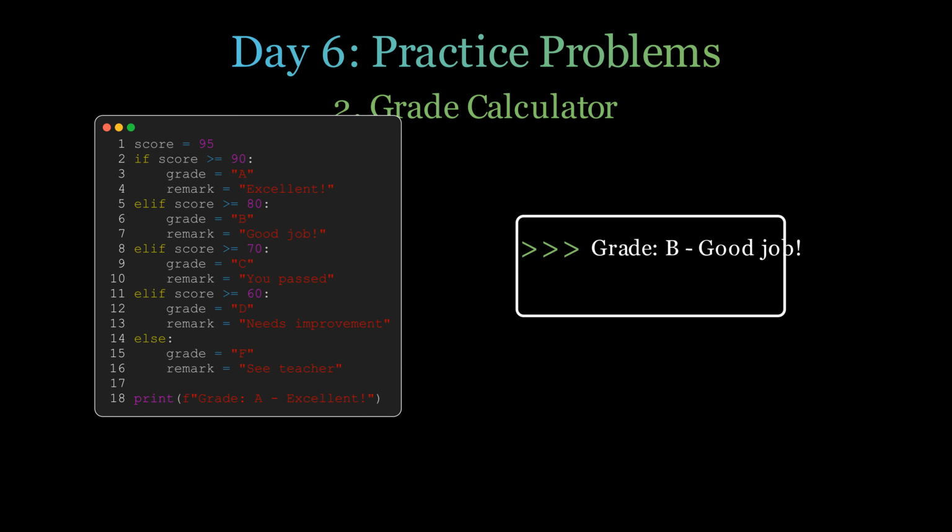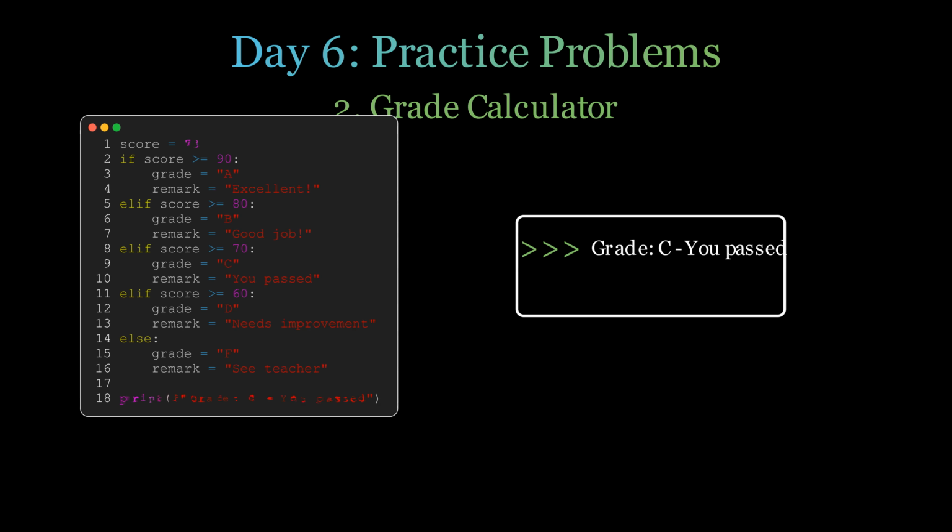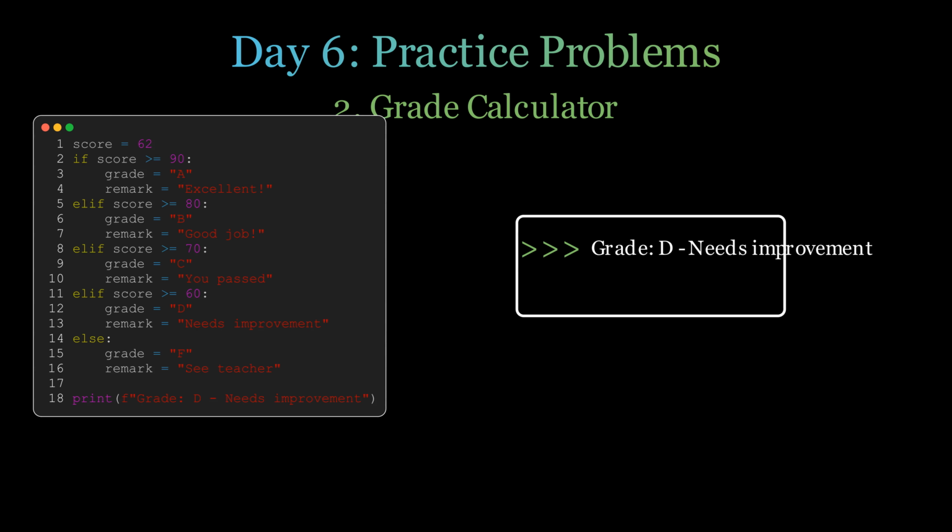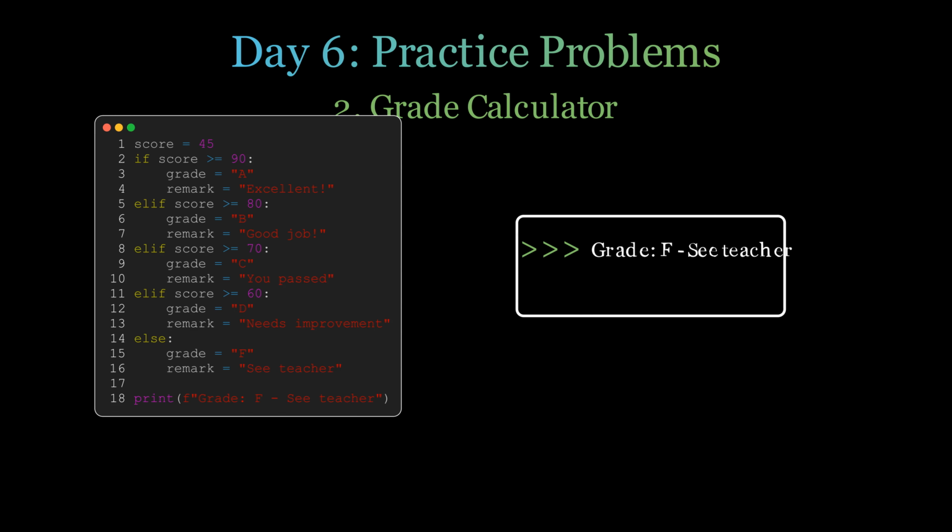For score 95, the grade is A, excellent. For score 87, the grade is B, good job. For score 73, the grade is C, you passed. For score 62, the grade is D, needs improvement. For score 45, the grade is F, see teacher.